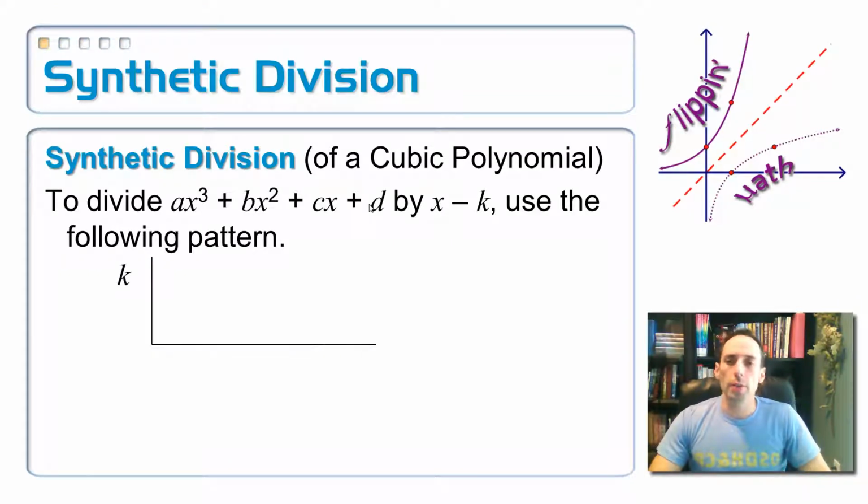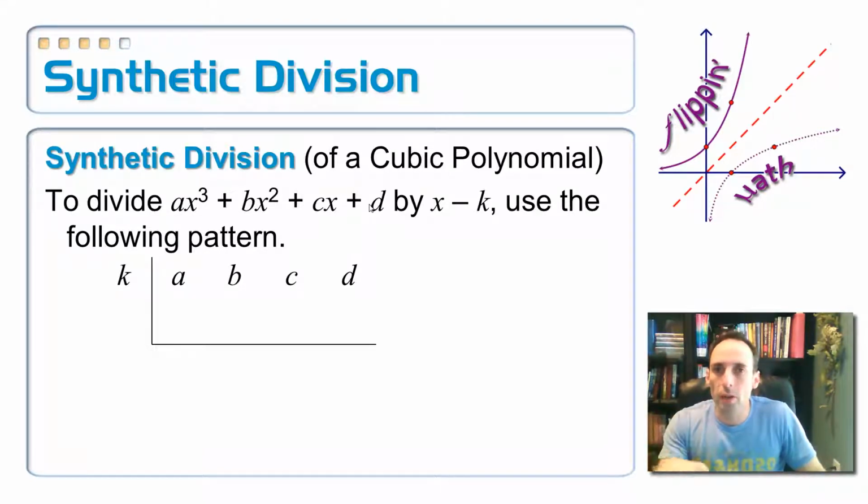So the first thing that I'm going to do is whatever I'm dividing by, this x minus k, I'm going to change the sign of the k, and that's going to go on the outside. Do you remember that whole thing about your x being a liar?